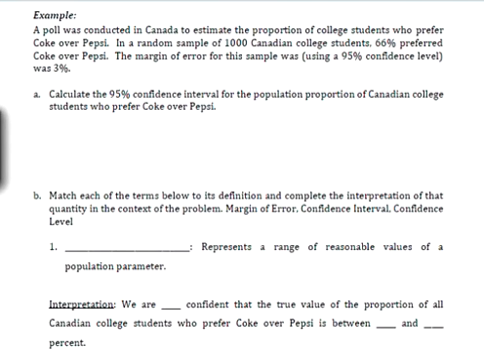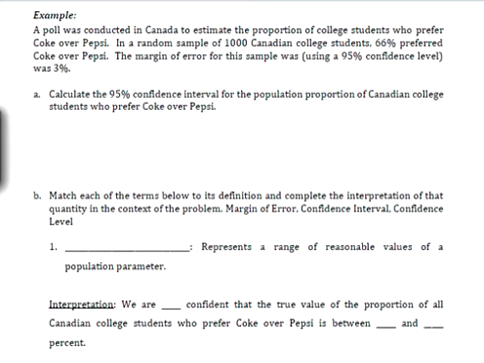This next example gives us an opportunity to see how a confidence interval can be created when the problem has already gone through and found the margin of error for us. A poll was conducted in Canada to estimate the proportion of college students who prefer Coke over Pepsi. A random sample of 1,000 college students was taken. 66% preferred Coke over Pepsi. That would be our value for p hat.